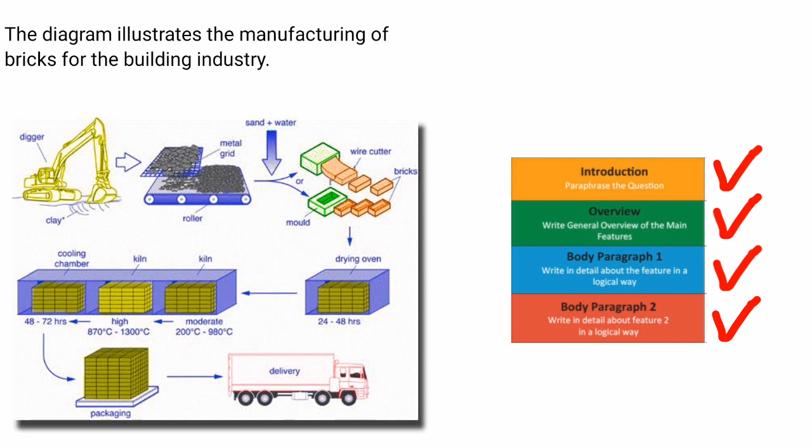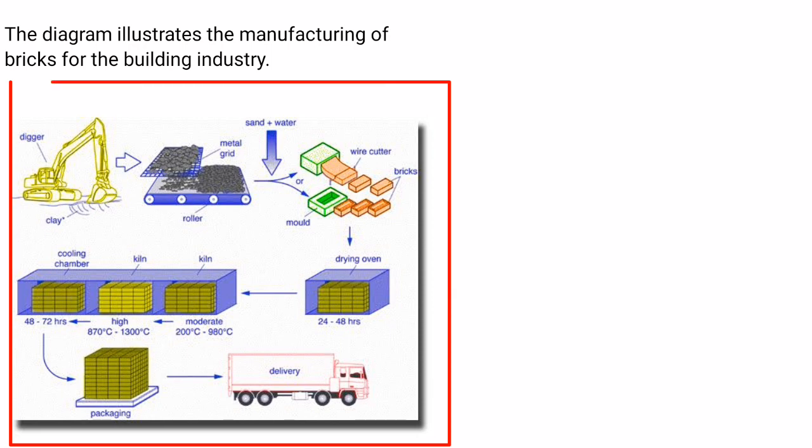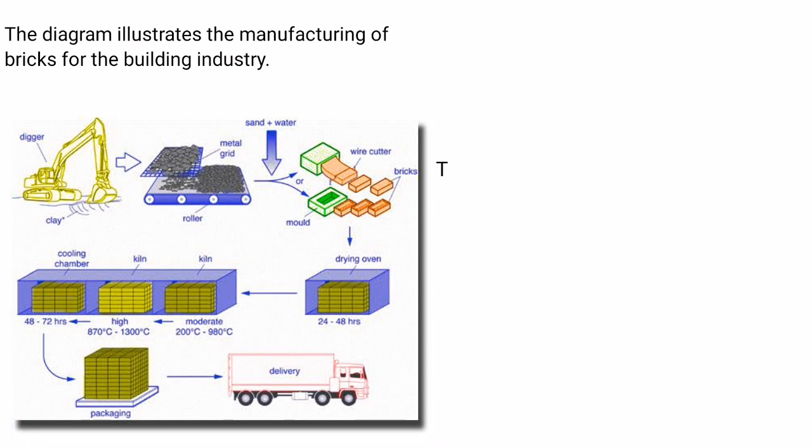So let's write down its introduction first. See, this is a diagram which shows the process. That's why I would write here "the given process diagram" instead of writing "the diagram" only. And then I would place "shows" here as a synonym of "illustrates".